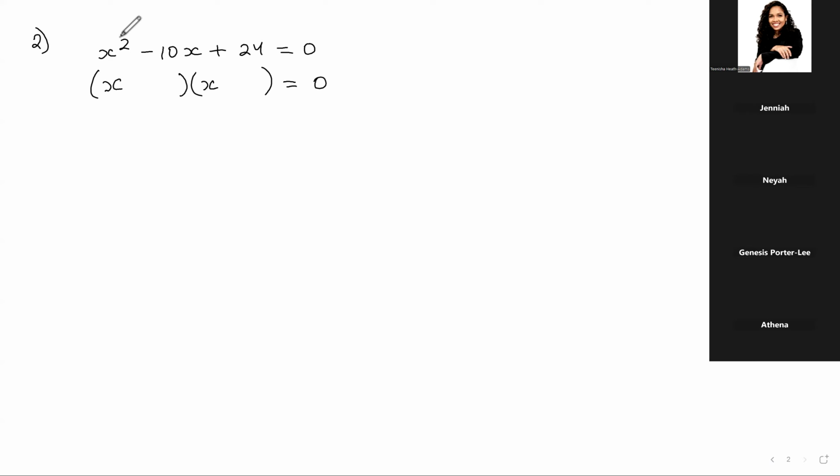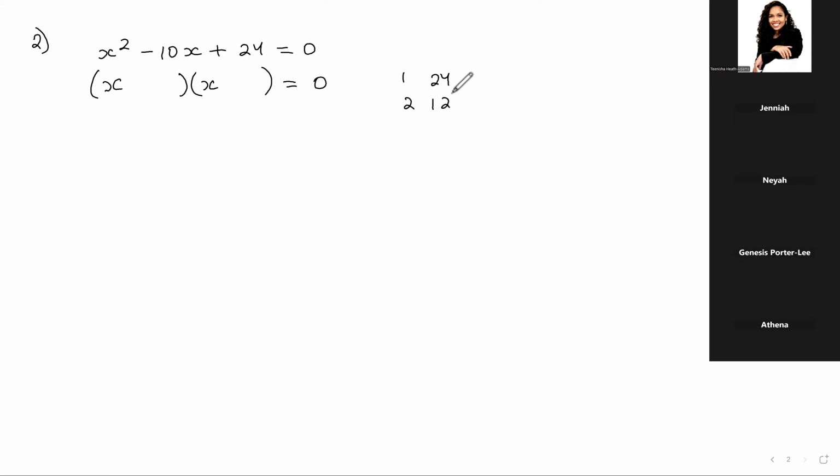Now you have to ask yourself, what are the factors of 24? It's always good to list them in pairs, because that way you can see which pair would add or subtract to give you negative 10. I know 1 is a factor of 24, and the number that goes with that is 24, because 1 times 24 is 24, right? What would be the next pair of factors? Let's go in numerical order. 2 and 12.